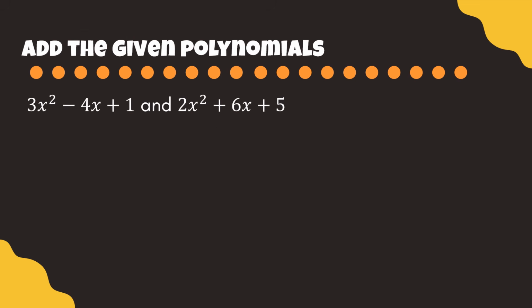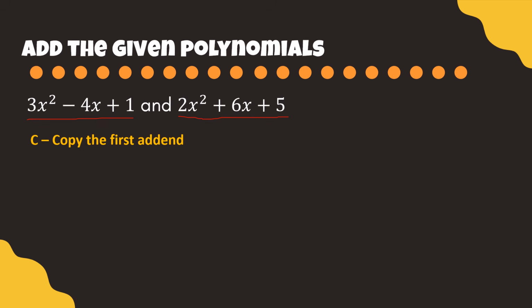Let's proceed now in adding polynomials. Let us now apply the method. Add the given polynomials. 3x squared minus 4x plus 1 and 2x squared plus 6x plus 1.